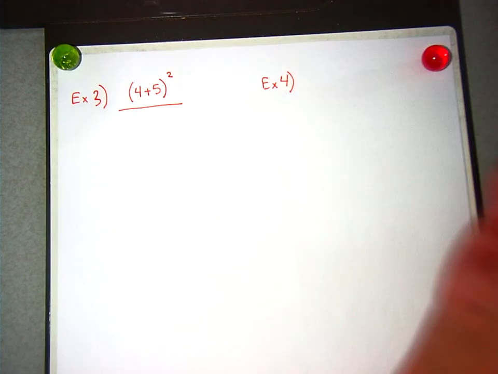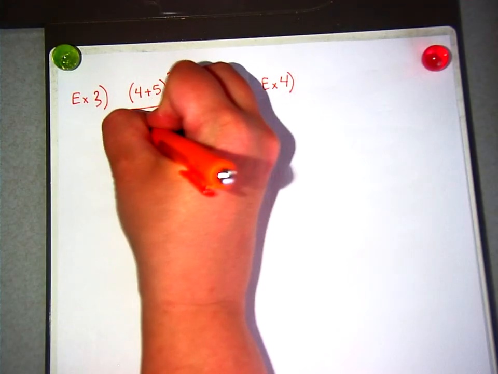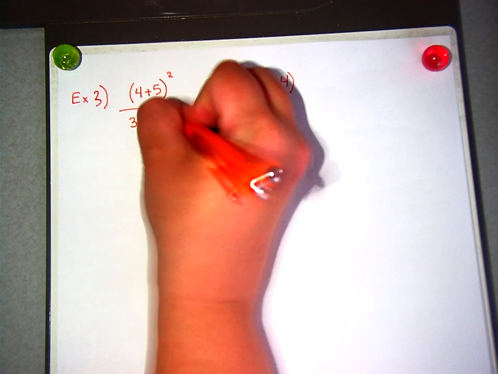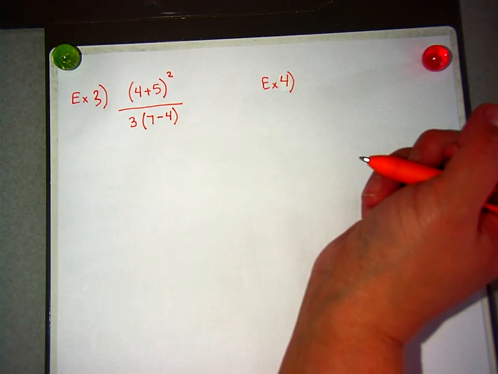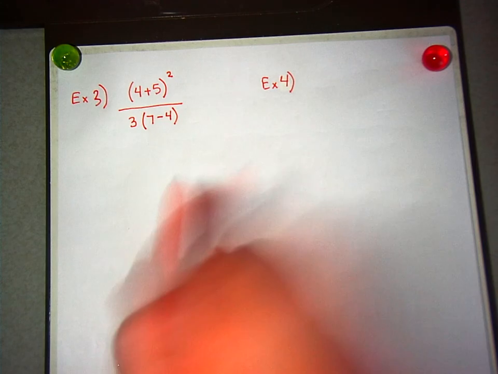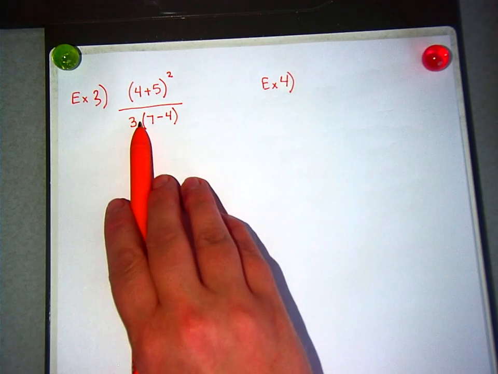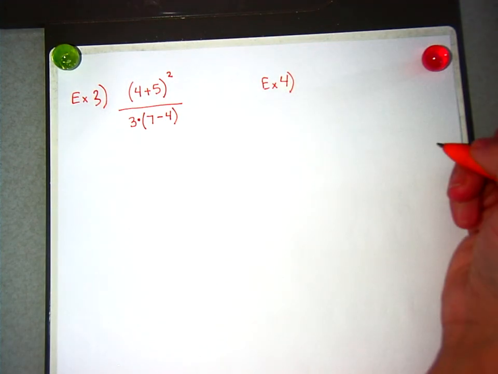Over, so this is a fraction, 3, parentheses, 7 minus 4, parentheses. Don't get started right away and just listen. Do you see how there's no symbol next to this 3? What does that mean? Multiply. So you might as well put a dot right in there right now.